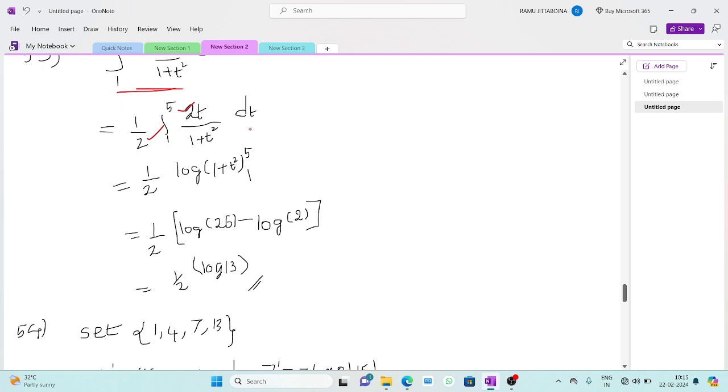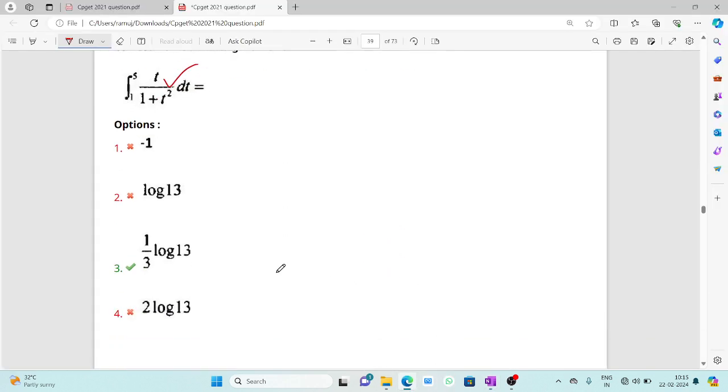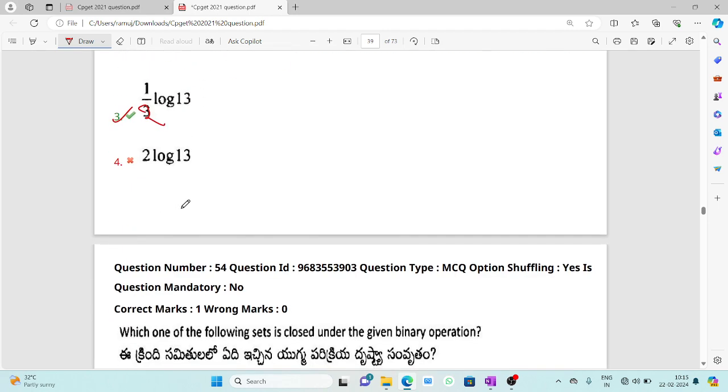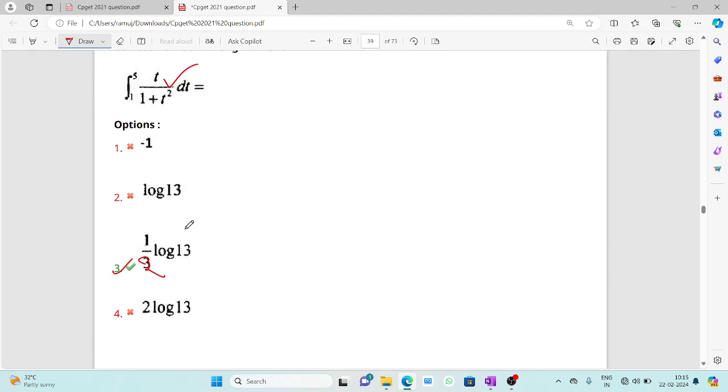We know that whenever the derivative of the function is in the numerator, we get a log. So we get log(1 plus t square) with limits 1 to 5, and if you substitute the limits, we get log 26 minus log 2. We know the log x minus log y formula is applied here. We get 1/2 log 13. But I think there is a wrong option, because there is no 1/2 here. So there is a mistake in the option, I think.